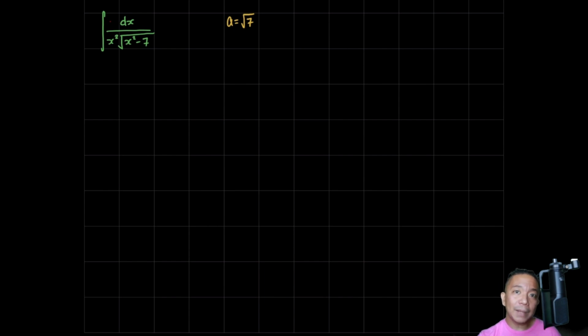And since yung form natin ay square root ni x squared minus a squared, ang gagamitin nating substitution for x ay a secant theta or square root of 7 secant theta.